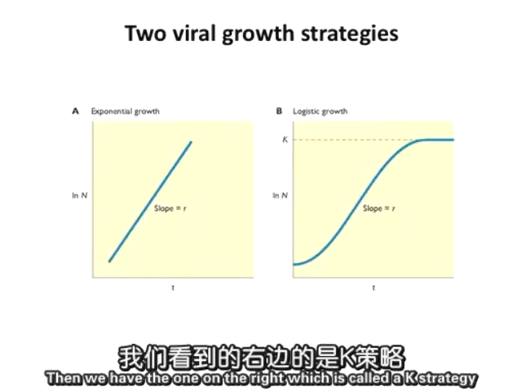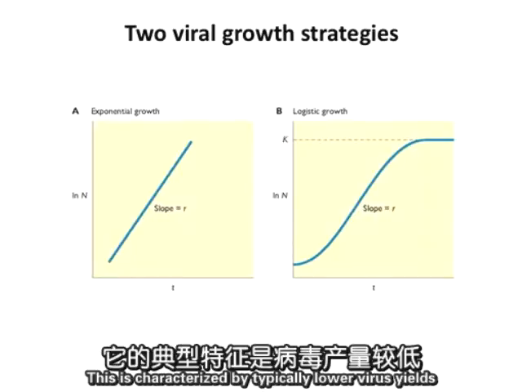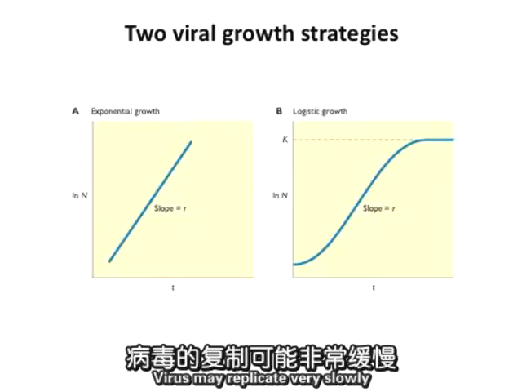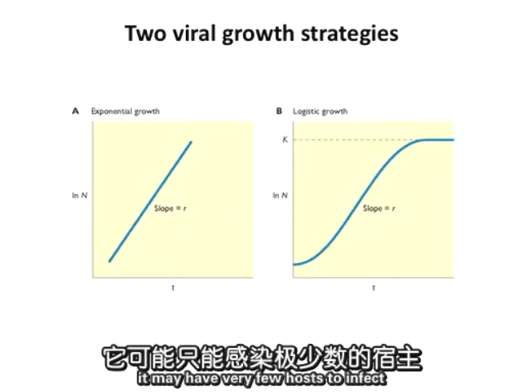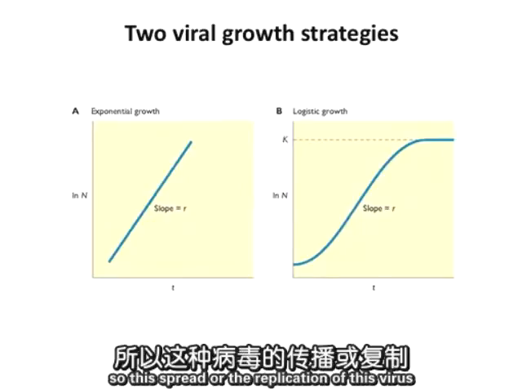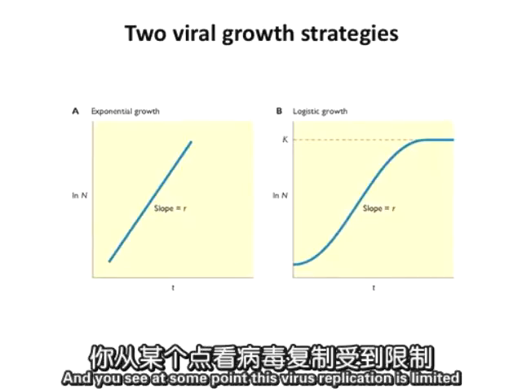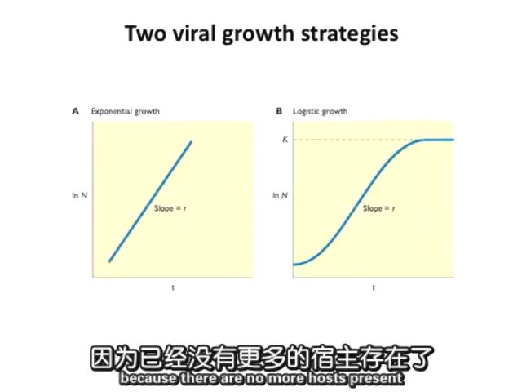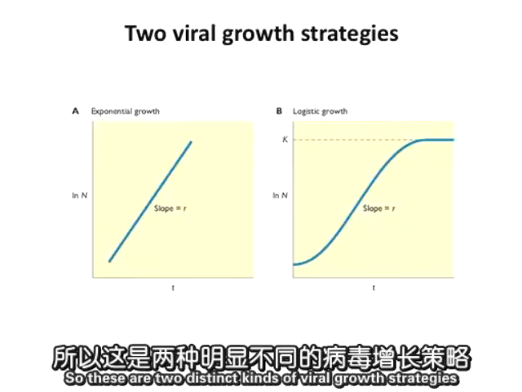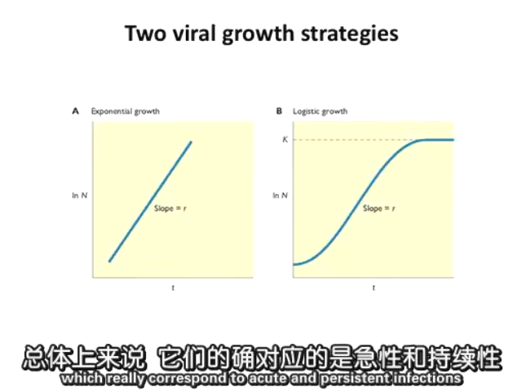Then we have the one on the right, which is called a K strategy, and this is characterized by typically lower virus yields. The virus may replicate very slowly. It may have very few hosts to infect, so the spread or the replication of this virus is limited by the number of hosts, which is K, essentially. And you see at some point this virus replication is limited because there are no more hosts present. So these are two distinct kinds of viral growth strategies which really correspond to acute and persistent infections in a general way.